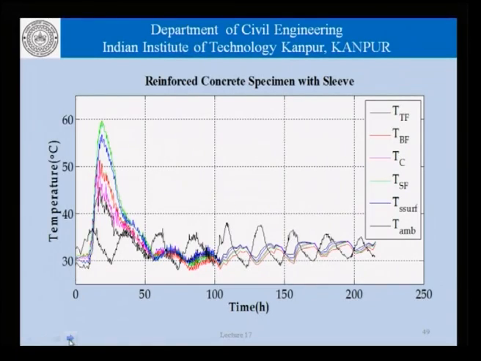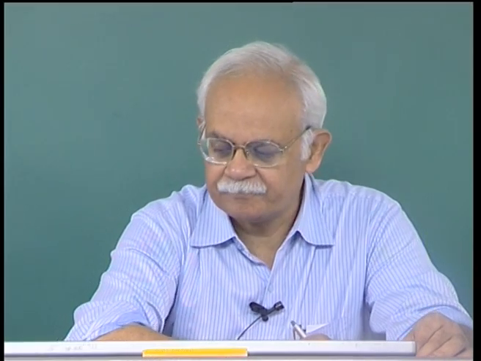Coming to the temperature of the concrete specimen with the sleeve, these temperatures are 10 to 15 degrees lower than those observed in the case of plain concrete and the normally reinforced concrete, and that shows the importance of the heat being gotten rid of through the sleeve.